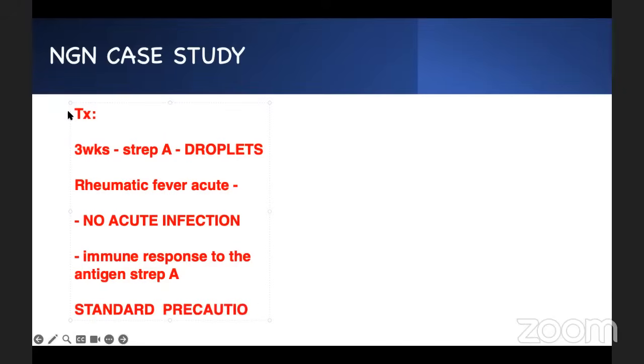Don't pick droplet or airborne. Droplet is wrong. Don't pick a droplet answer, please. It's a standard precaution. This kid is no more under anything. So provide standard precaution, wash your hands and all those things. Acute rheumatic fever is not the same thing as having strep A infection. So put the patient on standard precaution. That's all.